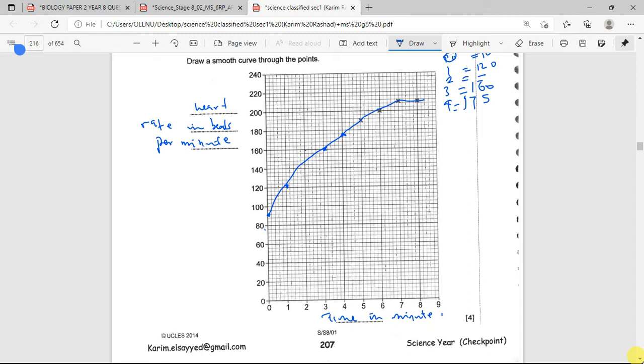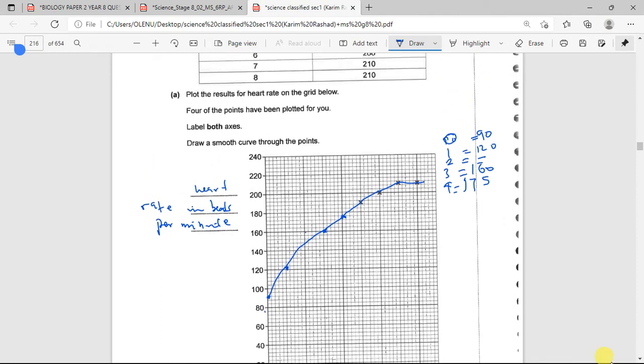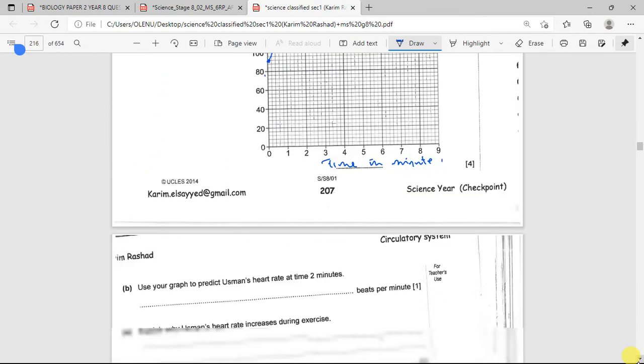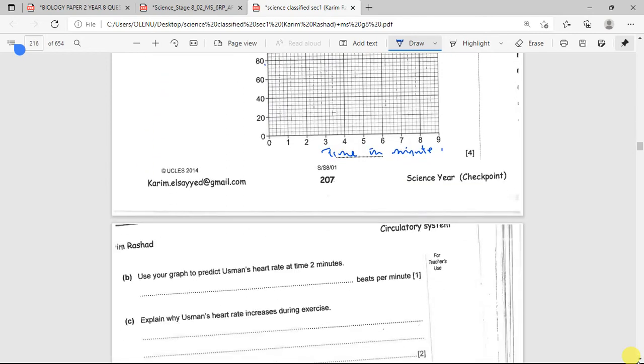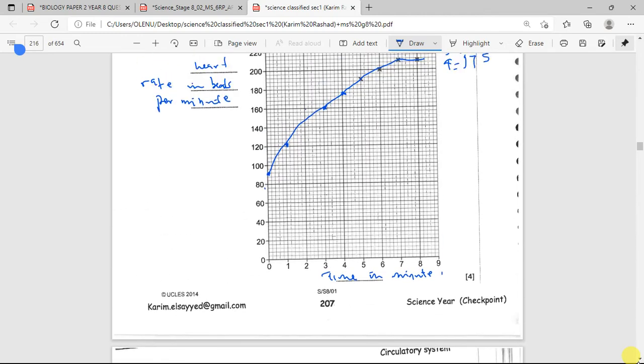Now, I think I've answered this question, which is a formal question, and is there anything attached to it? The back both as it, so we're done. Now they said use your graph to predict Usman's heart rate at 2 minutes. So at 2 minutes, where does it touch the line? At 2 minutes, this is where it is. So you take your reading here. This is at 2 minutes. So this is 140, halfway will be 150. So this should be around 145.